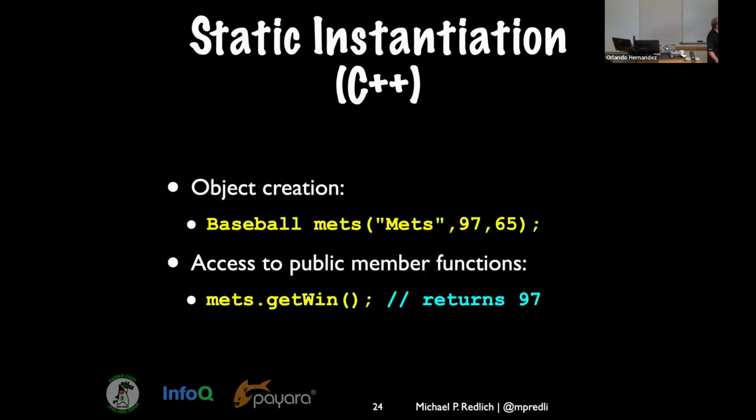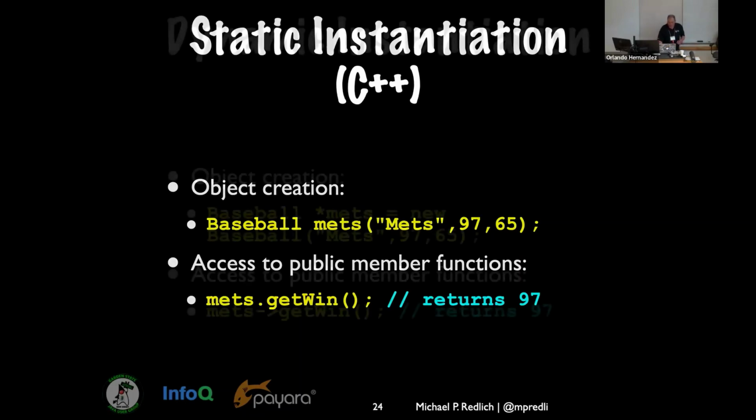Now, this is an older slide, so I forget what the numbers were. If you want to get the number of wins in your application, you would call this getWins method, using the variable name, then the dot character, and it returns the value of 97. Of course, you have to assume there's a getLosses, a getTeamName, those kinds of things.